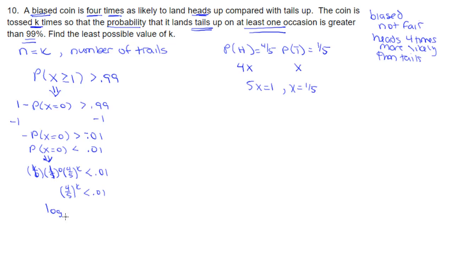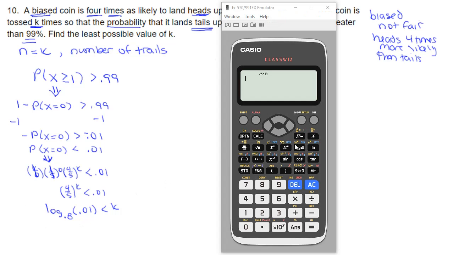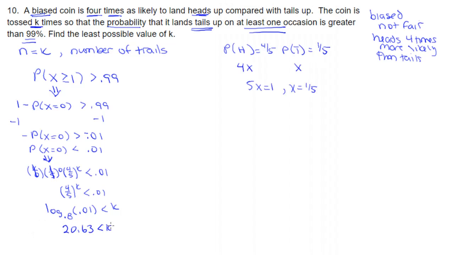I can make this into a logarithm, log base 0.8, that's what 4/5 is, of 0.01, and it's going to be less than k. Let's find the log base 0.8 of 0.01 in the calculator here. It's going to be base 0.8 and then put in 0.01, and we'll find out that it's 20.63. So 20.63 is less than k. Another way to word that is k is greater than 20.63. Which means that k has got to be 21.